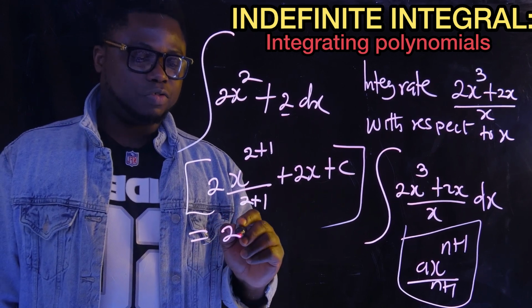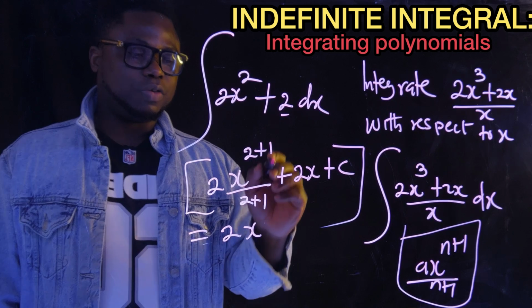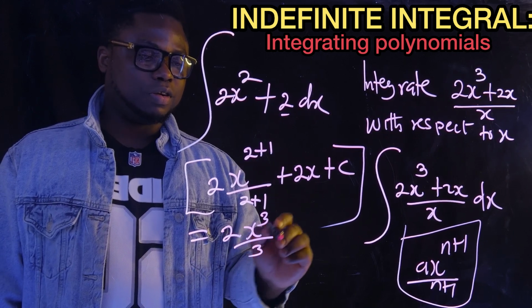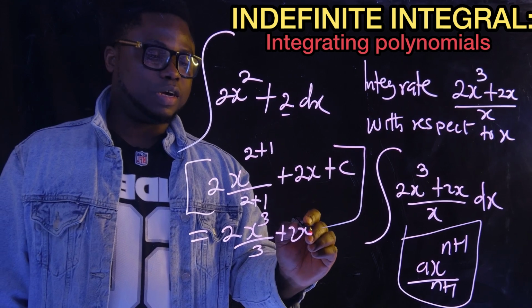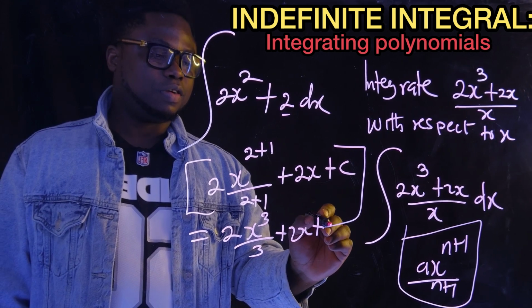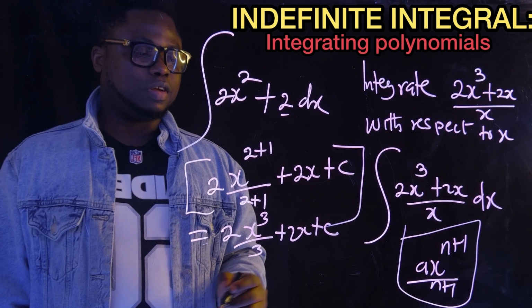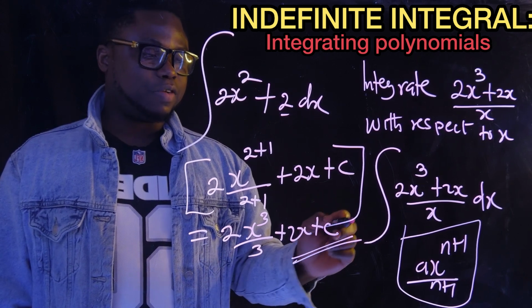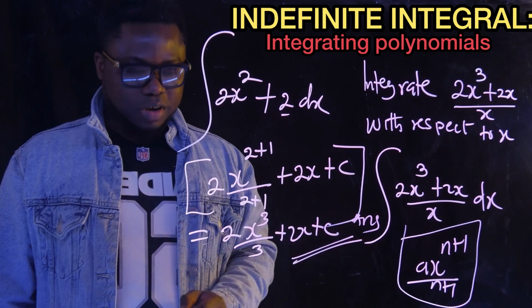And I have 2x. 2 plus 1 is 3, divided by 2 plus 1, 3. Plus 2x plus constant. That is the integration constant. Looking at this expression, I can simplify further. This is going to be the answer.